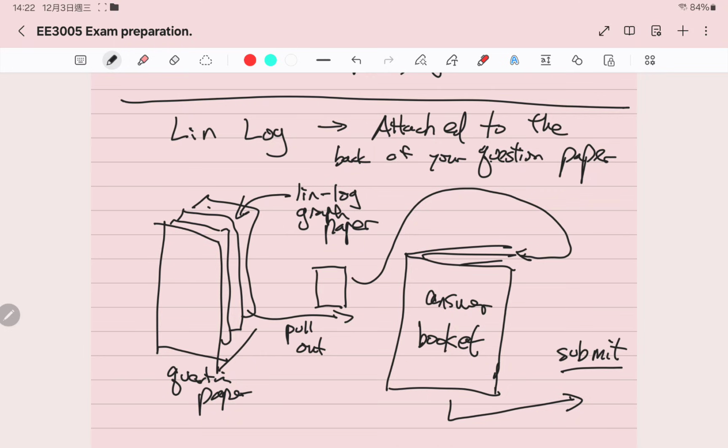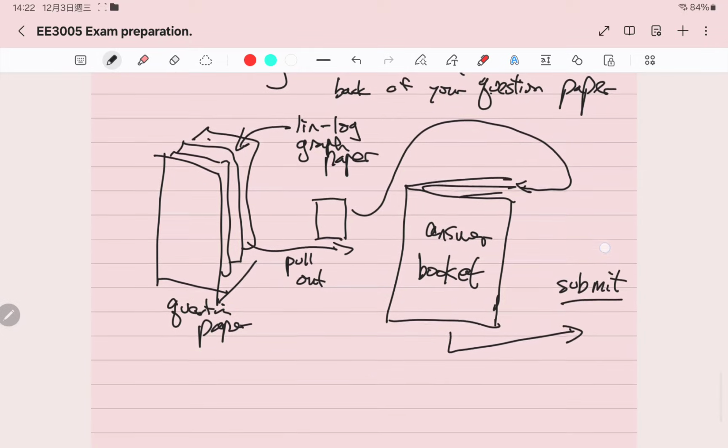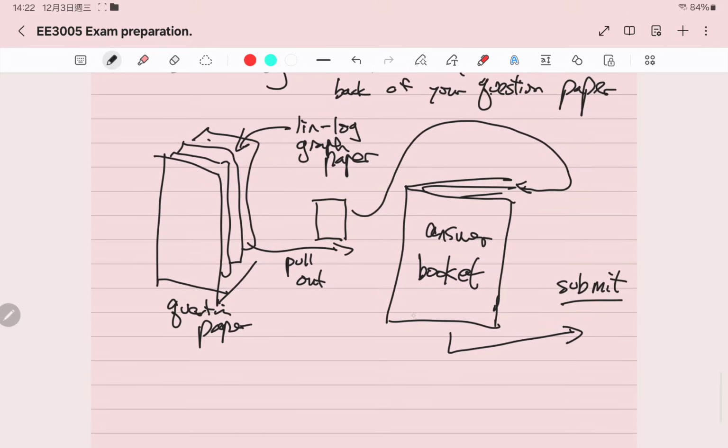Okay, no need to put a string or a nail or whatever. Just clip this, tuck it into any page of your answer booklet, and then you just submit the thing. What I'll get is the answer booklet with your lean log graph paper attached inside. Make sure you put your name and student number on the lean log graph paper.